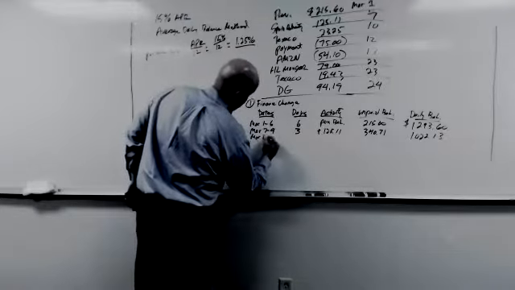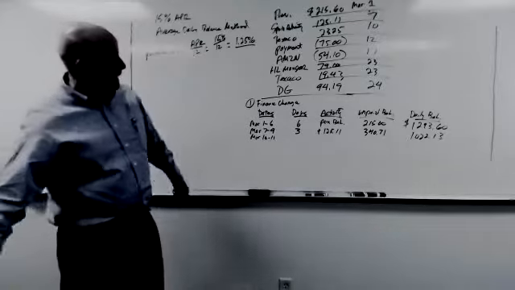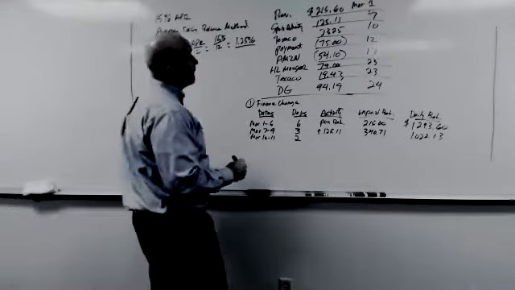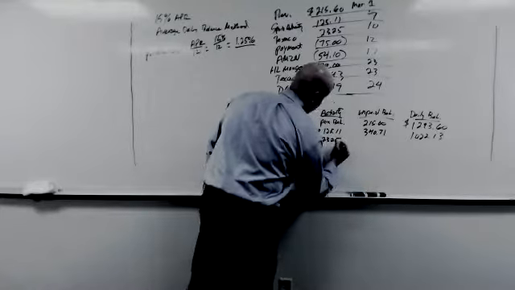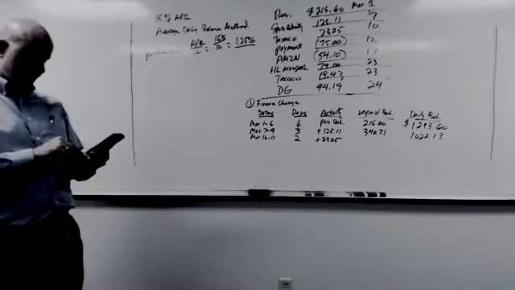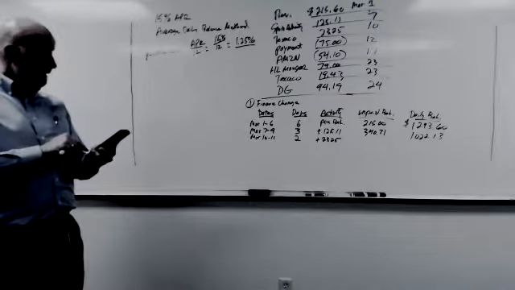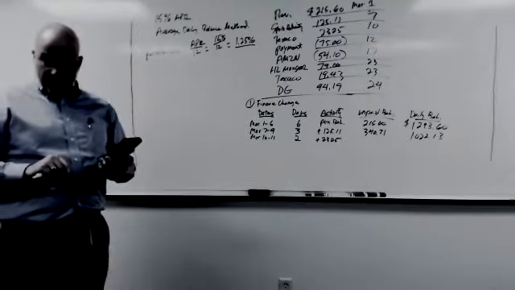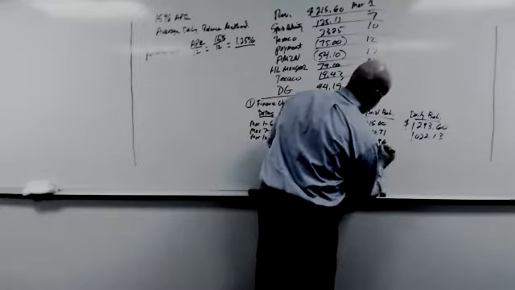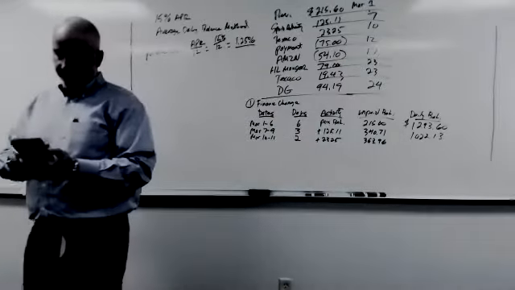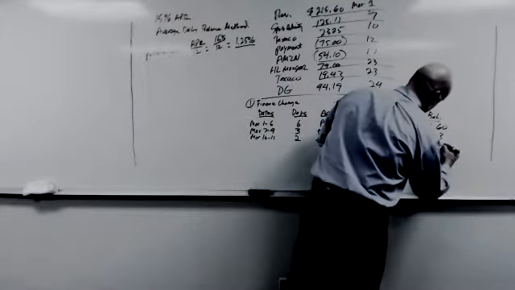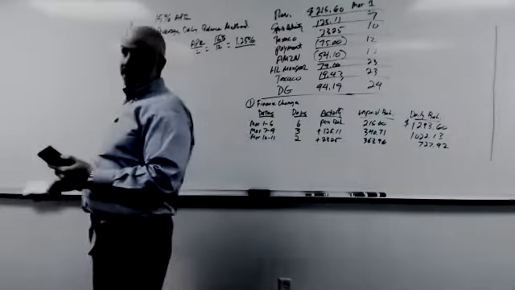Now, March 10th through the 11th. We have 2 days. And what do we do here? We charge $23.25. What's the unpaid balance? $340.71. We add in the $23.25 and we get $363.96. For 2 days, $727.92.